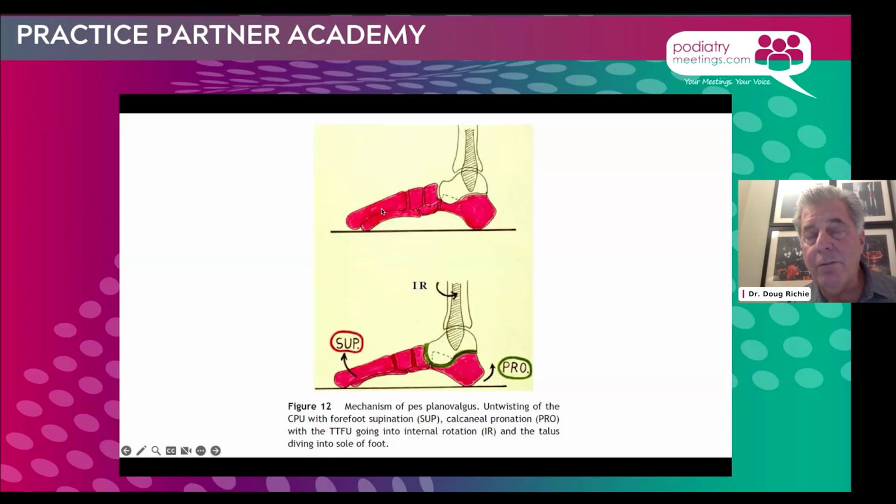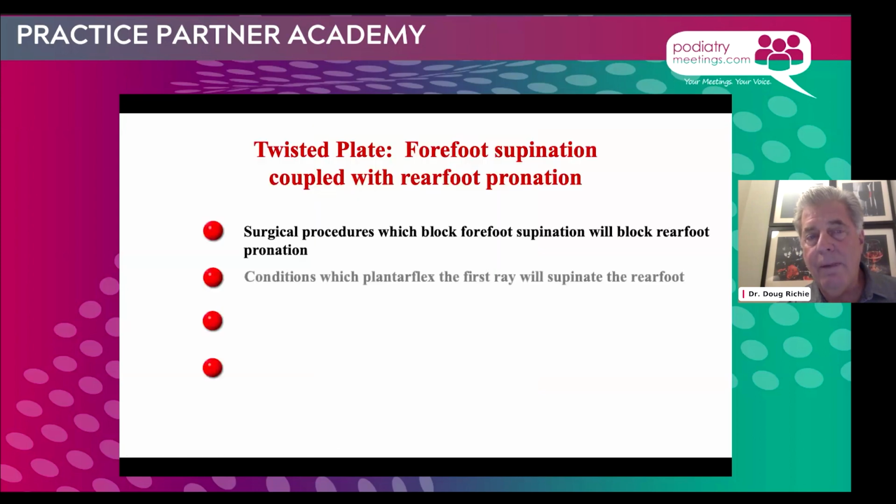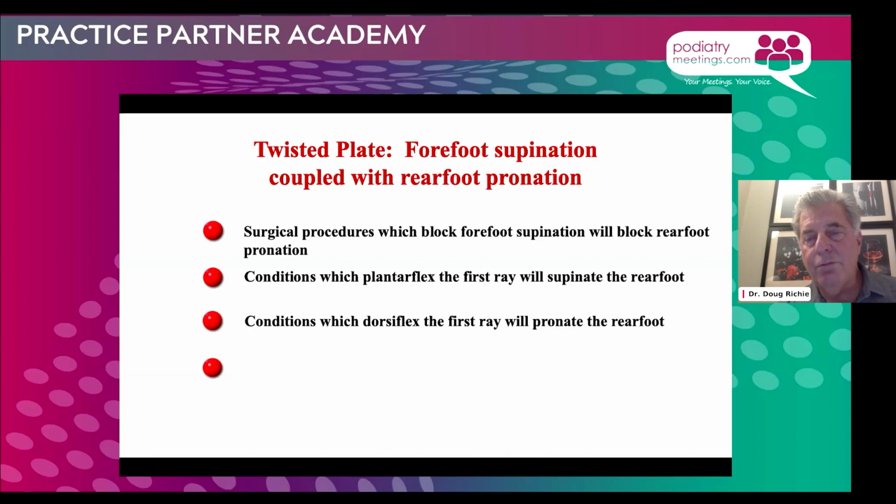Reciprocally, if you can block pronation of the forefoot, you can block inversion of the rear foot. That would be a cavus deformity. So conditions which plantar flex the first ray will supinate the rear foot. And that's why surgical procedures that dorsiflex the first ray will take the rear foot out of supination. Reciprocally, conditions which dorsiflex the first ray will pronate the rear foot.